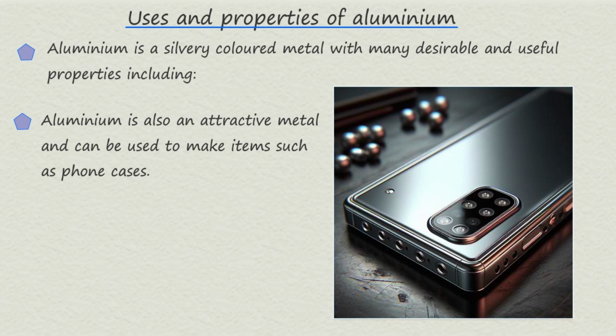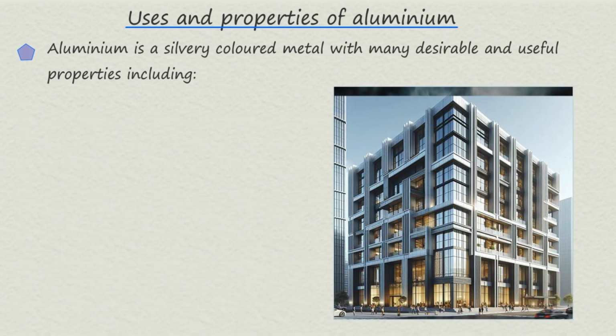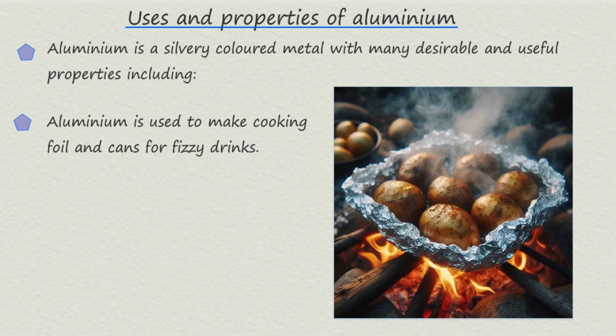Aluminium is also an attractive metal and it is used to make items such as mobile phone cases. Its attractive appearance and corrosion-resistant properties make aluminium ideal for use in cladding in many office buildings and in the construction industry. But perhaps the best known use for aluminium is in the kitchen as kitchen foil or cooking foil and in making cans for fizzy drinks.